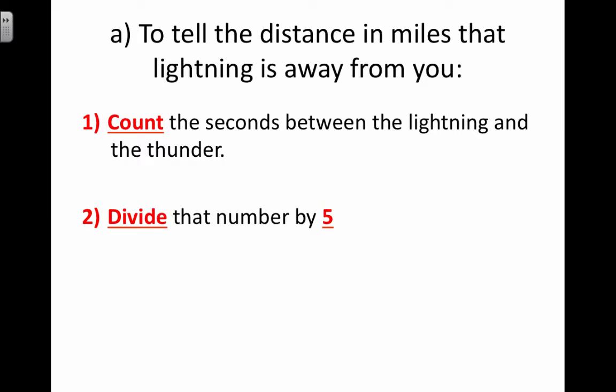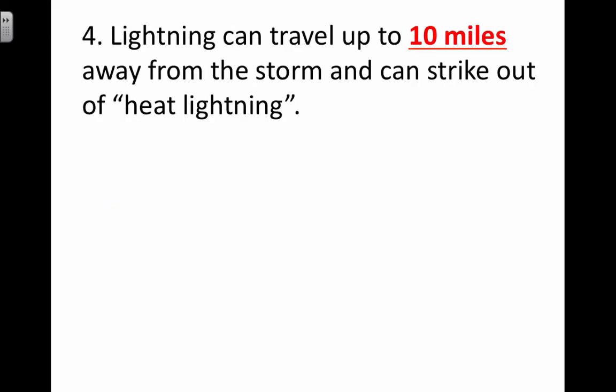You can always tell the distance that a storm is away from you. If you see the lightning, you count the seconds until you hear the thunder, and then you divide by 5. So if you see the lightning and you go 1 Mississippi, 2 Mississippi, 3 Mississippi, 4 Mississippi, 5 Mississippi, boom, you know that storm is 1 mile away. Lightning can travel up to 10 miles away from the storm.